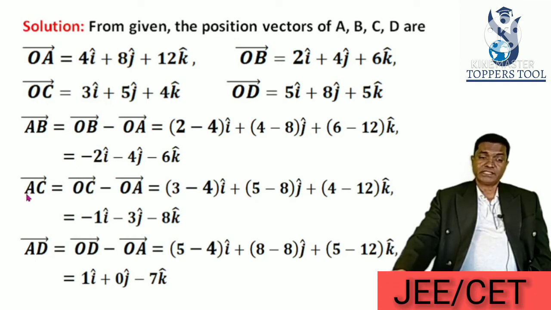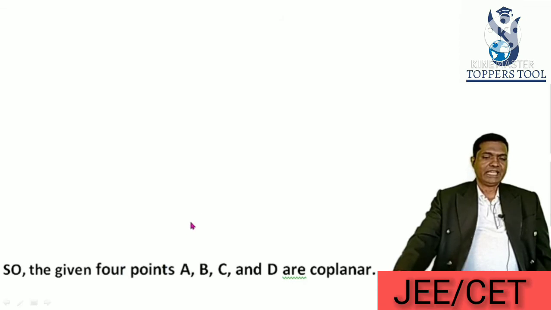Similarly, find vector AC, which in terms of position vectors is OC minus OA. Subtract the respective coordinates. Similarly, the last one, vector AD, you can write OD minus OA. So subtract 5 minus 4, 8 minus 8, 5 minus 12, i cap, j cap, k cap, and this is this.